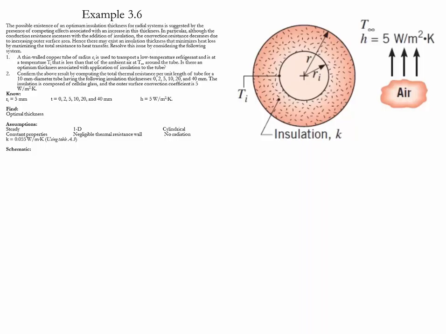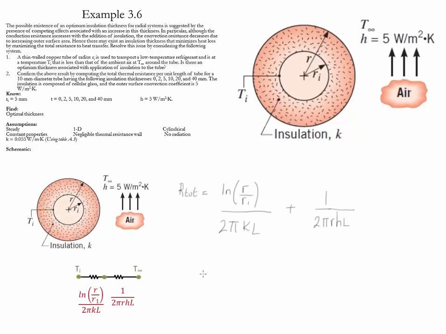Once we obtain the expression, we will confirm the results by computing the values with a diameter of 10 millimeters with different values of thicknesses, and the insulation material is going to be cellular glass. This problem is said to be one-dimensional, steady. We will use a cylindrical coordinate system. We are going to assume that the radiation is negligible, and we're also going to assume that the thermal resistance of the wall is negligible.